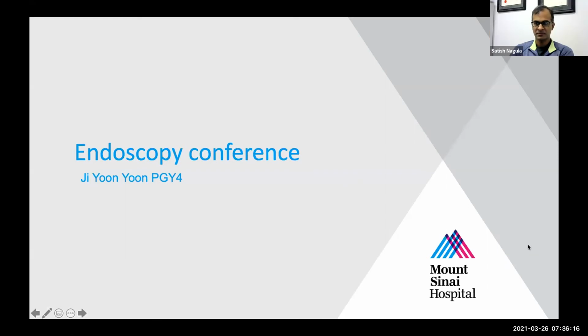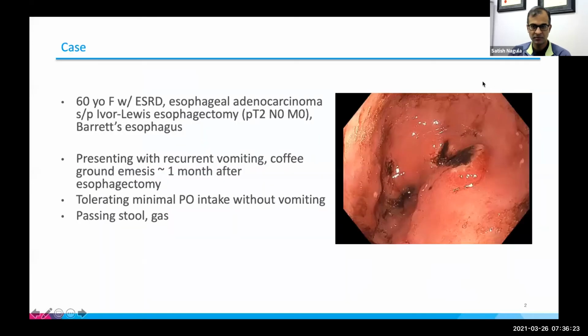All right. Good morning, everyone. I wanted to present a case I came across on consult, which is a little more surgical. This is a 60-year-old lady with end-stage renal disease on hemodialysis, history of an esophageal adenocarcinoma, had an Ivor-Lewis esophagectomy. The path showed she had T2N0M0 disease on a background of Barrett's esophagus.